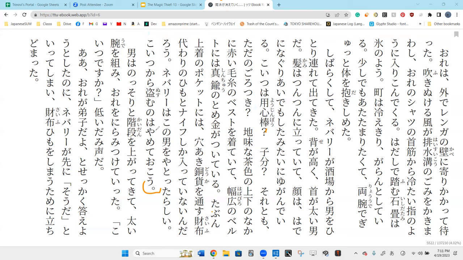So this guy, and then he's talking about himself over here. I should yamete oko. What does yameru mean? Yameru is to stop. How about this oko right here? Oko is to do something, or should do something, yes. So I should stop. What do you think he should stop? He should stop stealing.